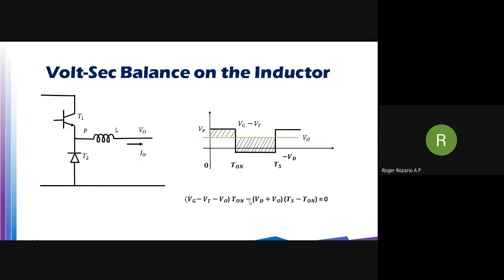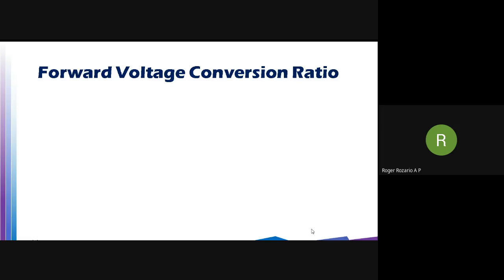So minus, I have taken it as common: minus of Vd plus V0 into Ts minus Ton, which is the off time of the converter. So let us try to solve this volt second balance equation considering the switch non-ideality, and let us see how the forward voltage conversion ratio has changed.